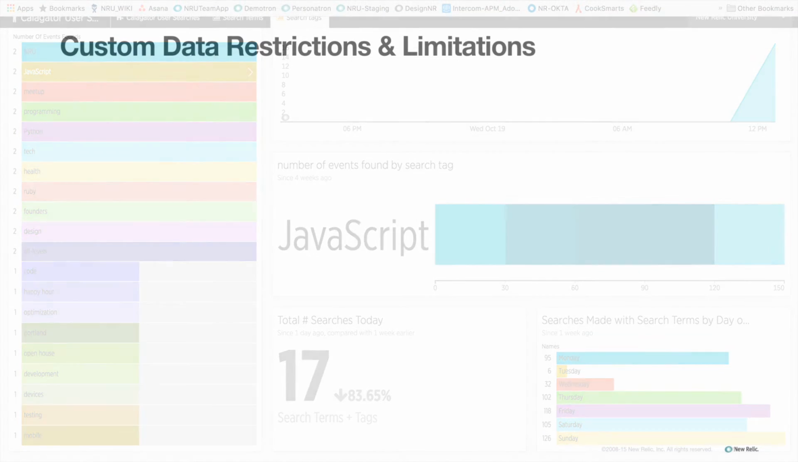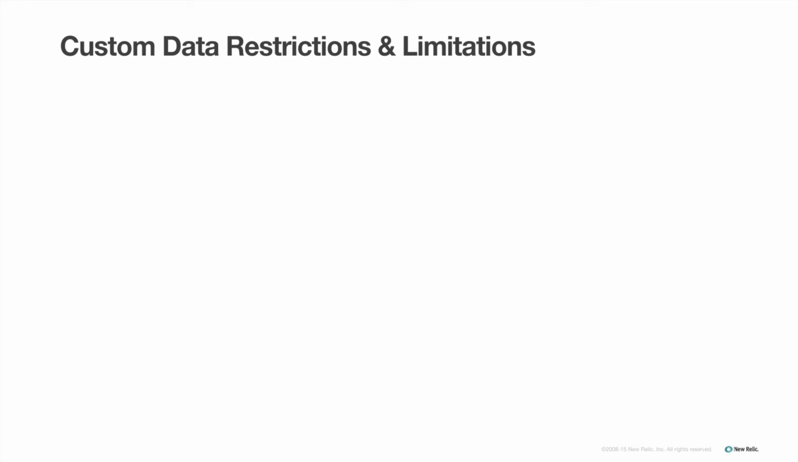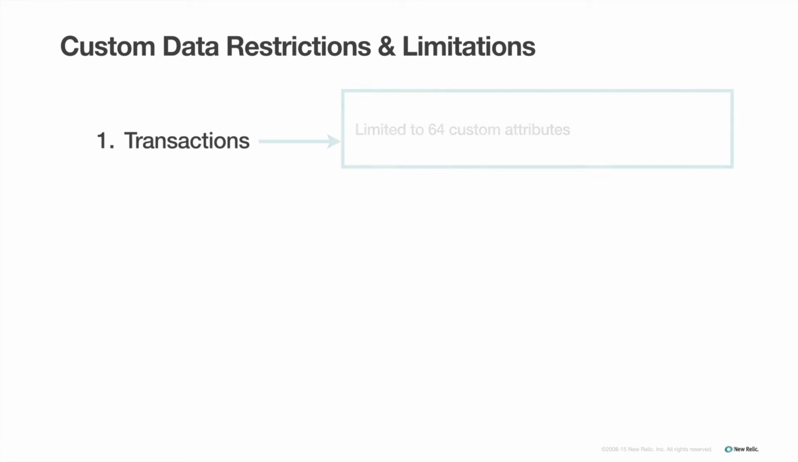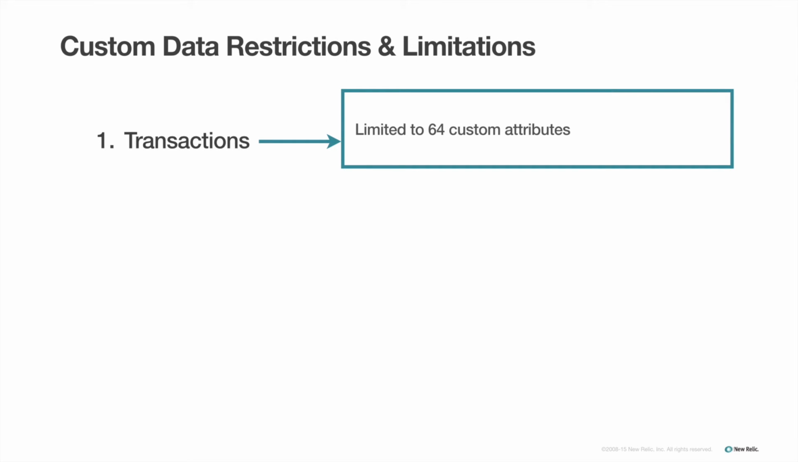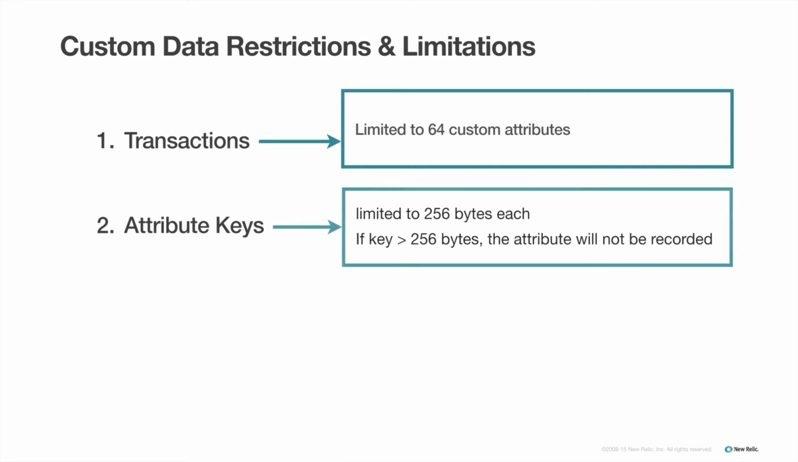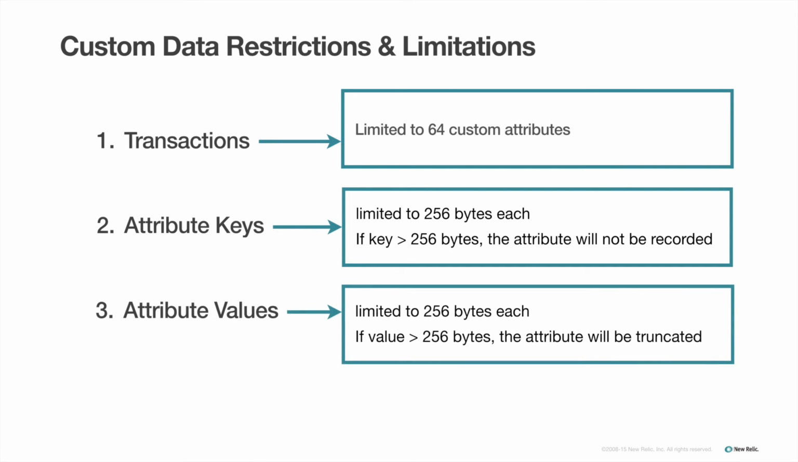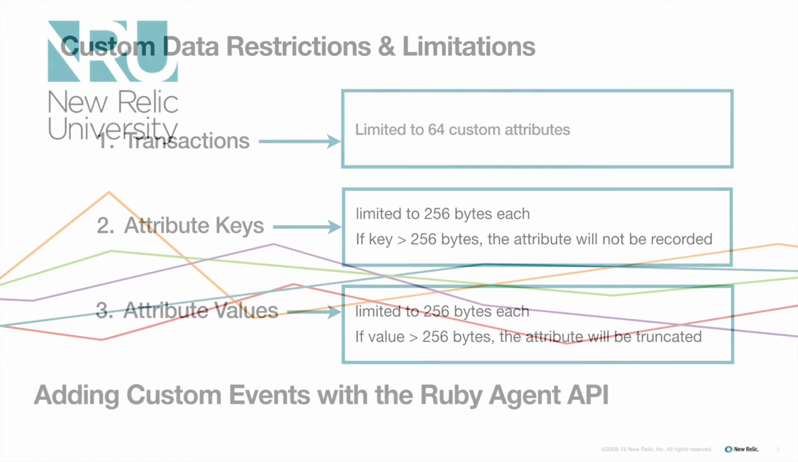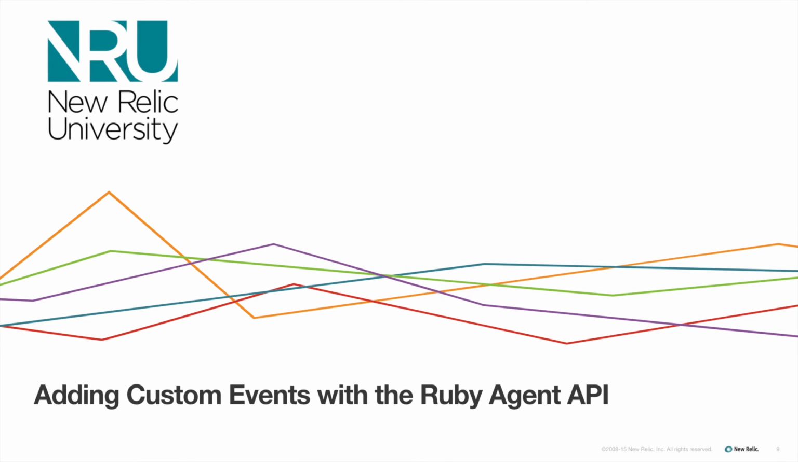If you have any trouble adding custom attributes, check that your attributes are not exceeding data limitations for custom attributes. Transactions are limited to 64 custom attributes. Attribute keys, this is the label for the custom data, are limited to 256 bytes each. If the key exceeds 256 bytes, the attribute will not be recorded. And finally, attribute values are limited to 256 bytes each as well. If the value exceeds 256 bytes, the attribute value will be truncated. In the next tutorial, we'll go over how to add custom events.